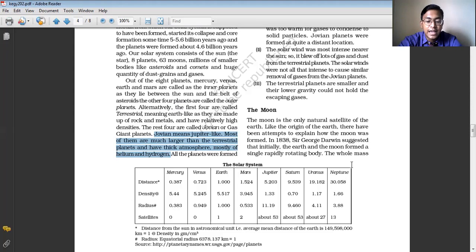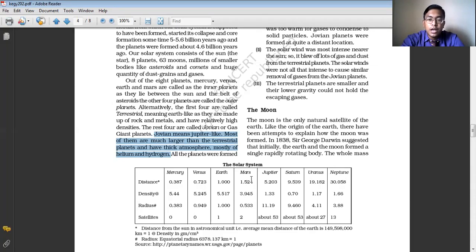The gas which initially led to the formation of the nebula, that is hydrogen gas, can be found in these Jovian planets. Whereas the presence of hydrogen gas is very little in the inner planets, like Earth. In our atmosphere, the major concentrations of gases are oxygen, carbon dioxide, and nitrogen. So this is what we have about the planets of our solar system.